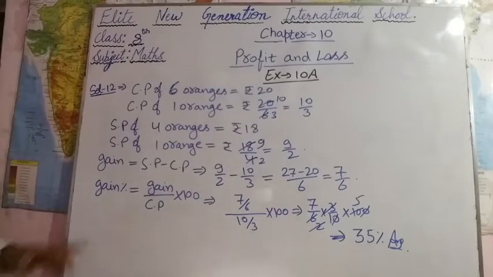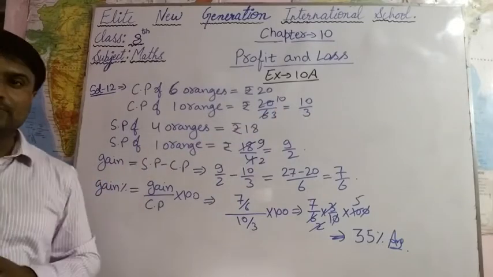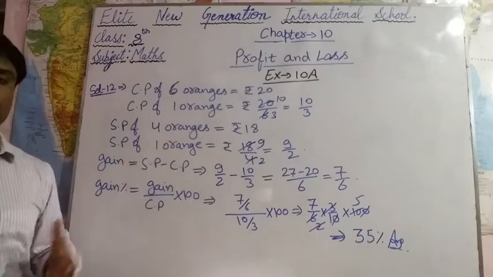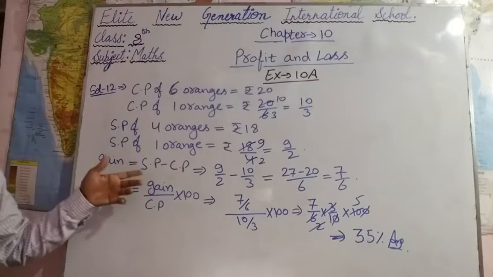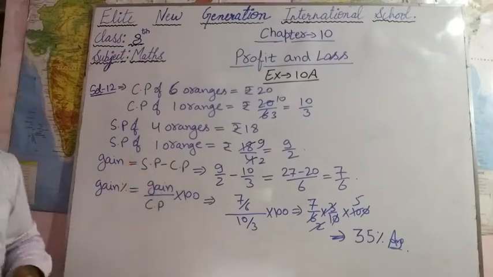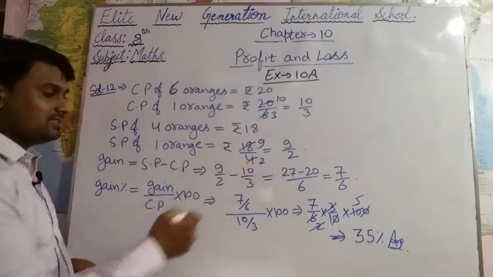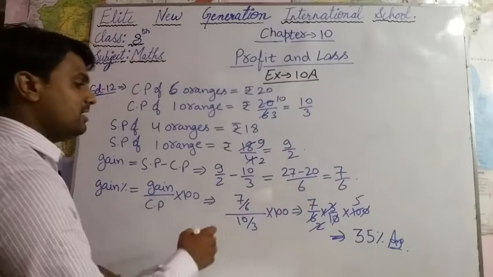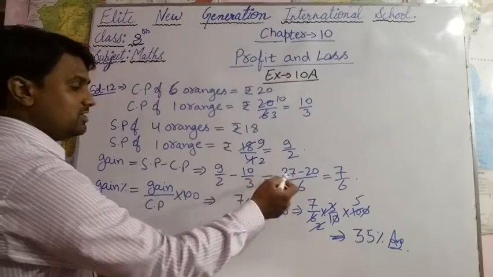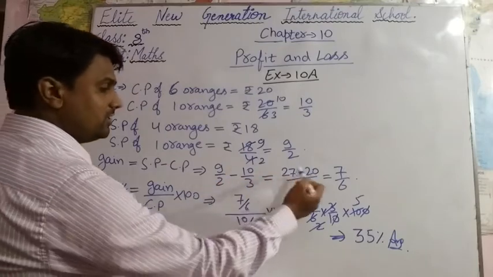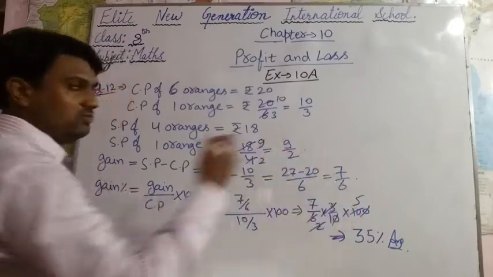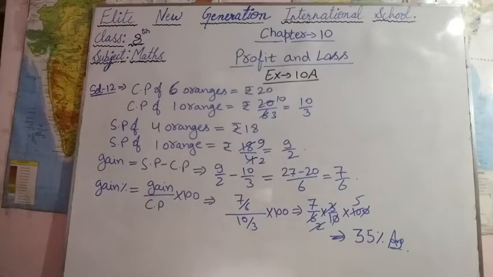So here we can say that gain equals SP minus CP. So here it will be gain or profit. So the formula for gain or profit will be SP minus CP. So SP is 9 upon 2 and CP is 10 upon 3. By taking the LCM of 2 and 3, it will be 6, and it will be 3 into 9 is 27 and 2 into 10 is 20. So 27 minus 20 upon 6, it will be 7 upon 6.